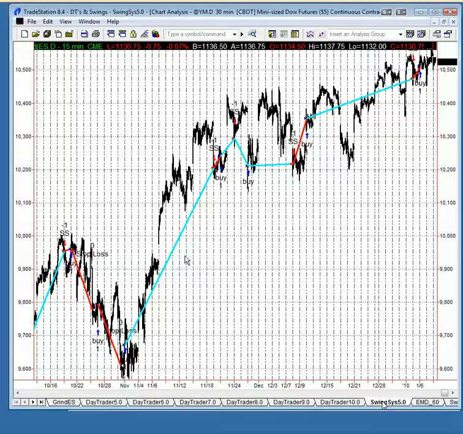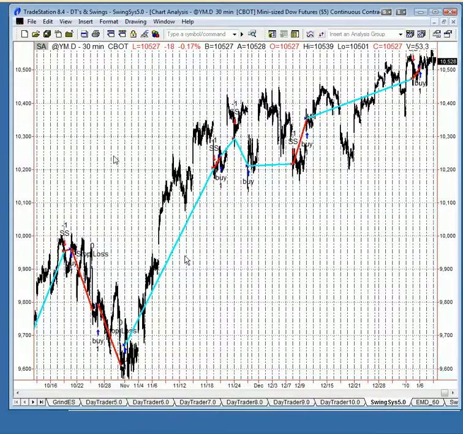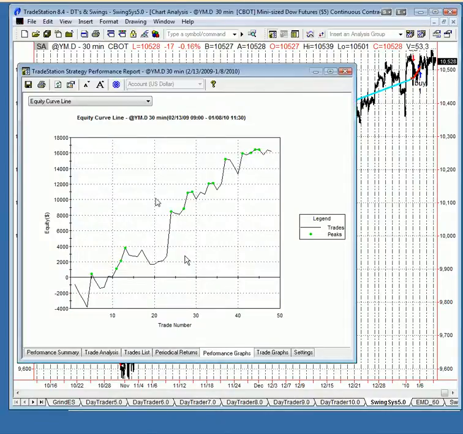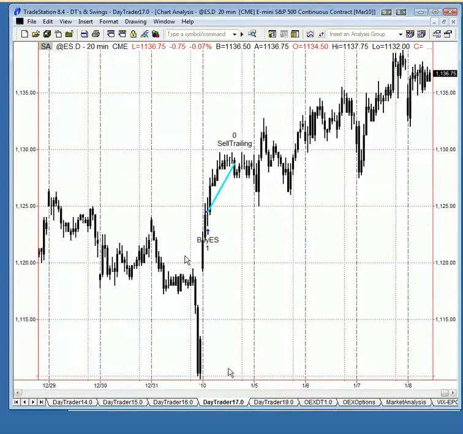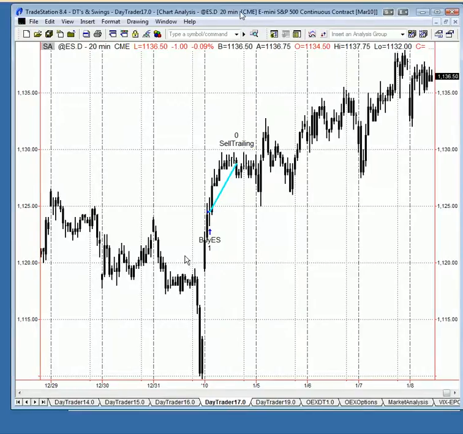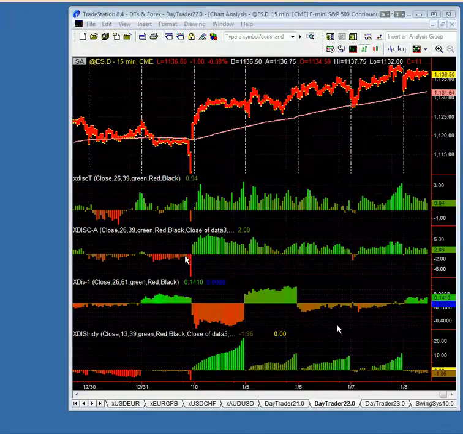Swing System 5.0, probably our best swing system, as you can see. Look at it right there. Beautiful ascension higher. And we're going to go ahead and scroll down and look at, actually we don't have those here, but Day Trader 19.0, 17.0 catching some nice moves there. But we're running out of time, so we're going to go ahead and bring over, oh, here we go.